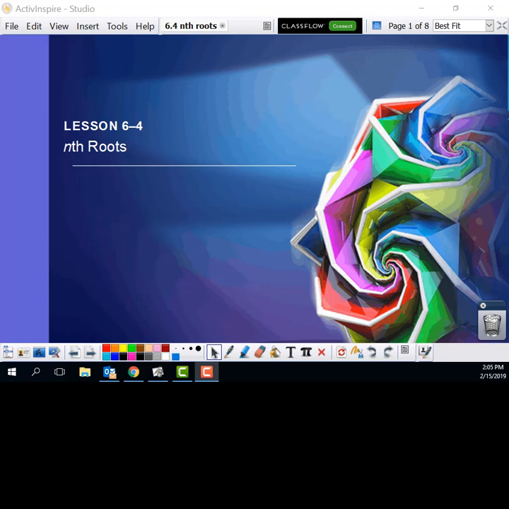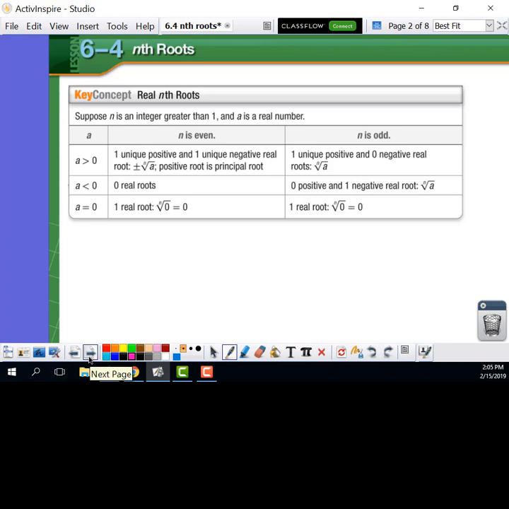This lesson is on Nth Roots, which is section 6.4 in our Algebra 2 textbook. This is basically going to help us figure out how we are going to find Nth Roots. What is an Nth Root and how are we going to find them? Okay. So what is an Nth root?